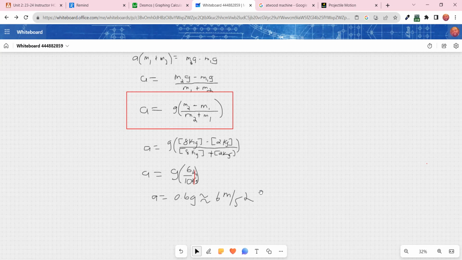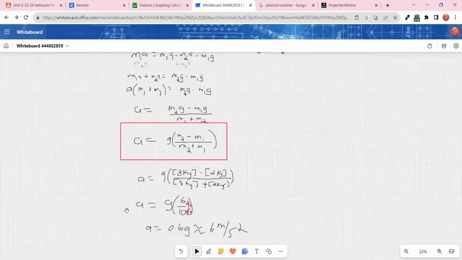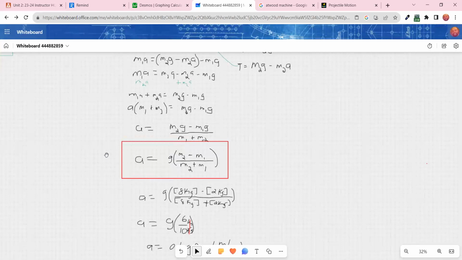Yeah, I think I have it down. So basically, this is how you find the acceleration of two different masses when you have, let me say, the friction and the tension there. Yes.